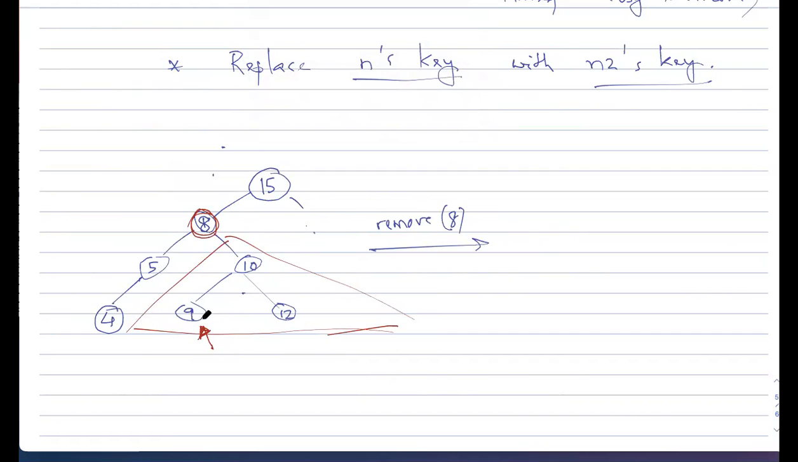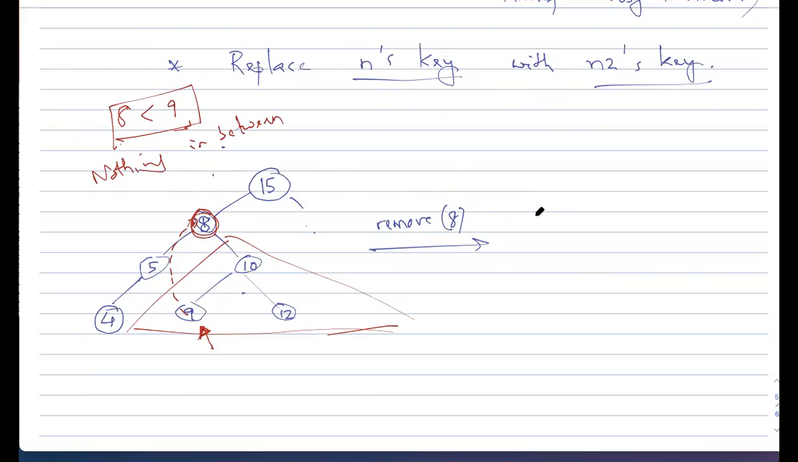Because of the range, there is nothing in between 8 and 9. That's the key, right? There's nothing in between 8 and 9 in this whole tree. And therefore, you are able to conveniently use this key value here without changing any binary search tree property, because there is nothing in between this range in the tree. That's the key. So nothing in between.